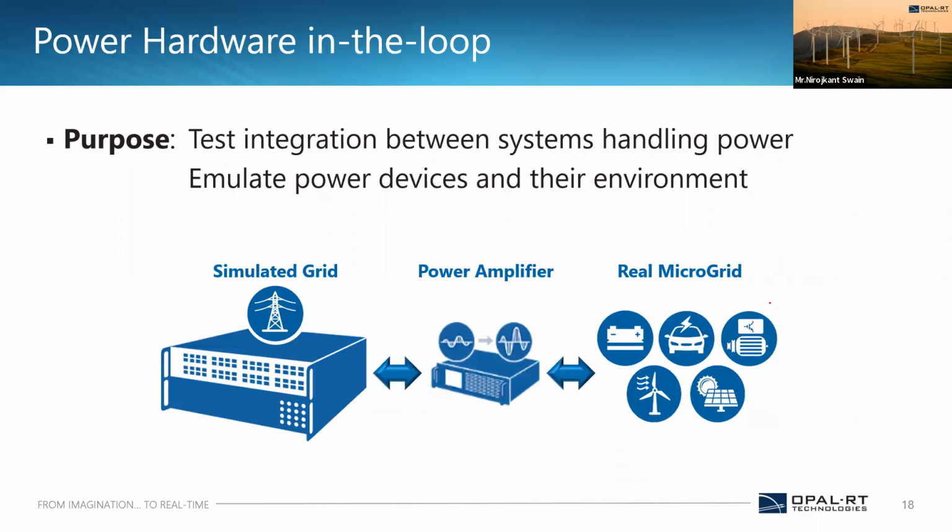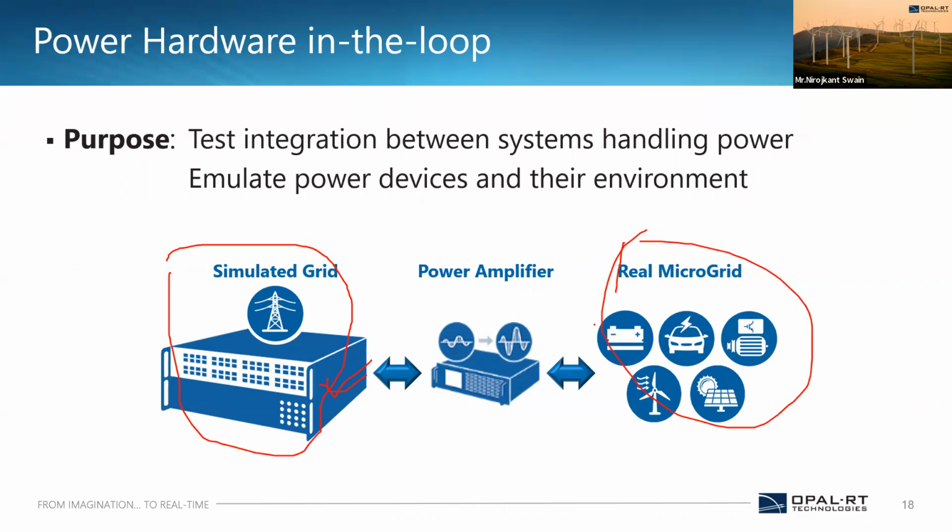And this is the power hardware in loop. In this case, suppose one example, a grid connected microgrid. In a grid connected microgrid, your grid is simulated, and we can interface this simulator, that means this grid, to the real microgrid using a power amplifier. Because our real-time simulator's output is a maximum of plus minus 16 volt, that's why we need to use this power amplifier. After that, it is easy to interface the grid to the real microgrid.